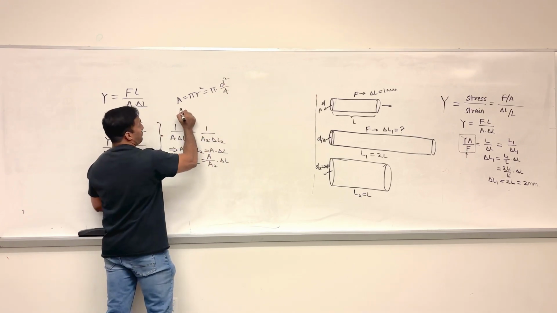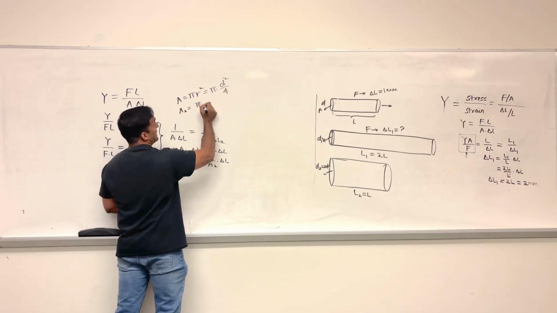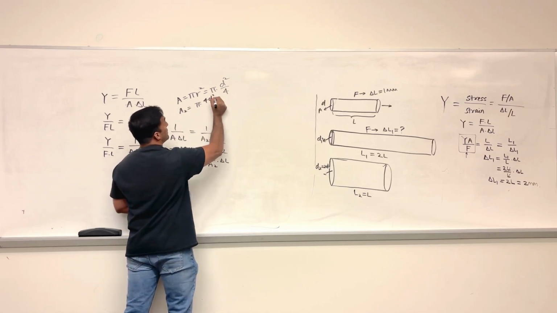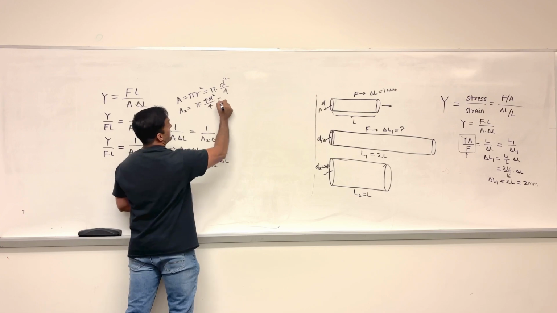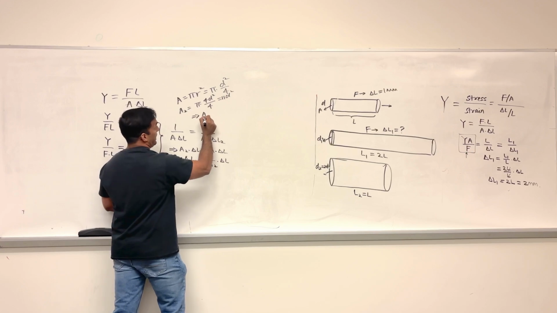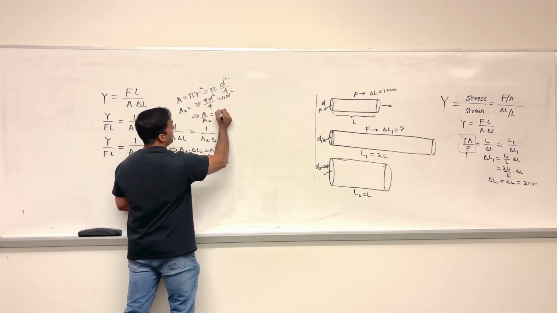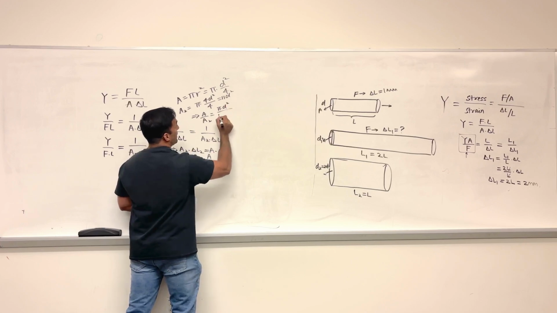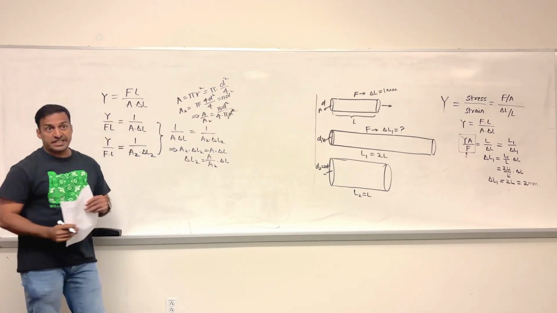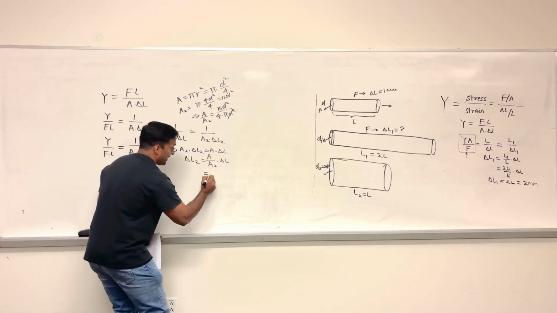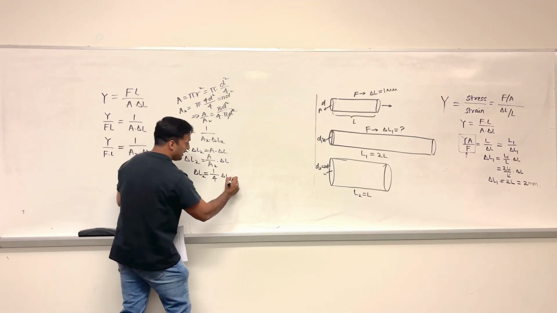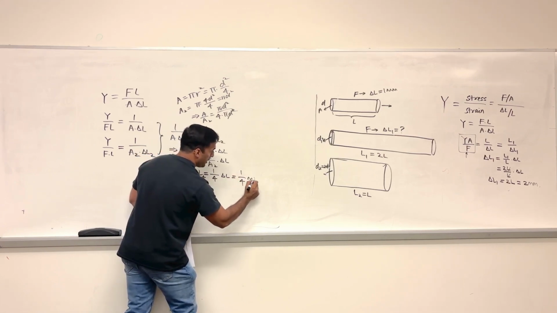So if I write that for A2, this will be pi times d2 squared, and d2 is 2 times d, so this will be 4 d squared by 4, which is pi d squared. Okay, so if I calculate A divided by A2, this will be pi d squared by 4 and pi d squared. So pi d squared cancels out, and A divided by A2 is just 1 by 4. And so here I get 1 by 4 times delta L equals delta L2, and delta L is 1 millimeter. So this will be 1 by 4th of a millimeter.